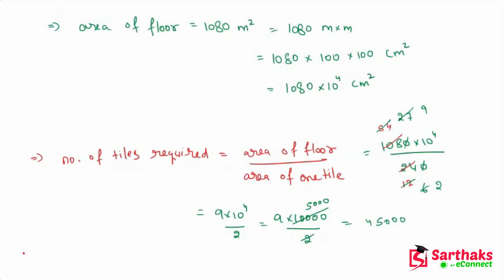So we can say that 45,000 tiles are required to cover the floor. Okay, understand? Yes, now let's move on.